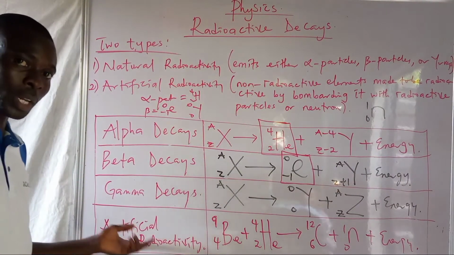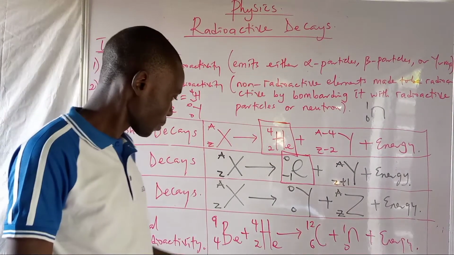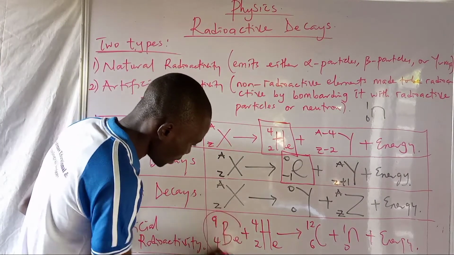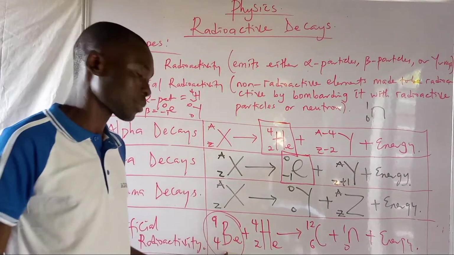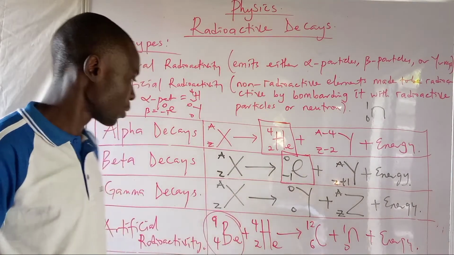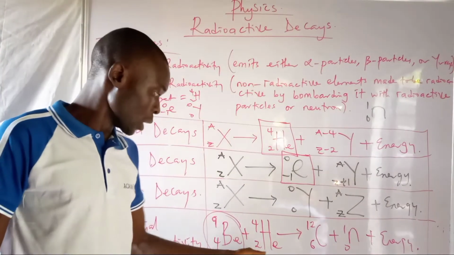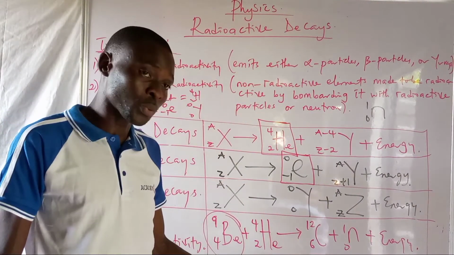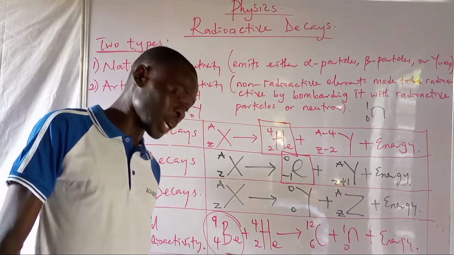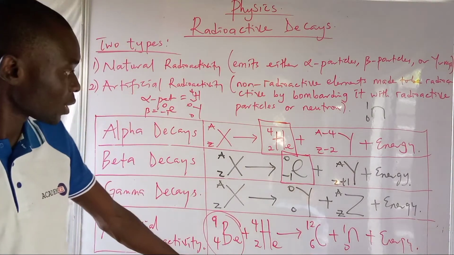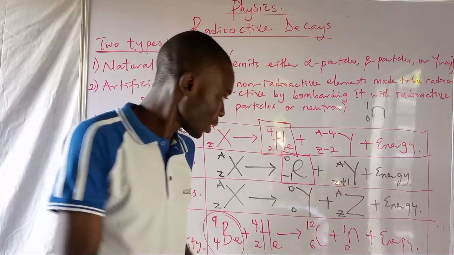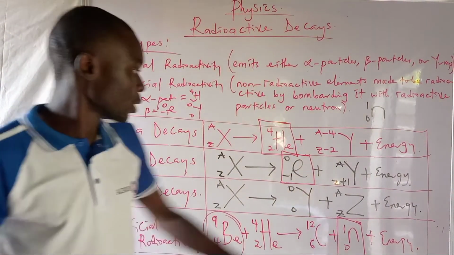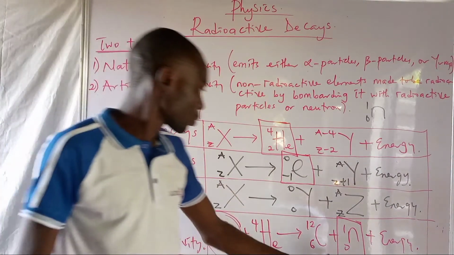Coming to the last one, talking about artificial radioactivity. We said that a non-radioactive element such as beryllium is made to be radioactive by bombarding it with a radioactive particle such as alpha particle here, bombarding a beryllium that is not radioactive. They will make it to be radioactive because it's now able to produce a neutron. It produces a neutron and it produces a carbon.